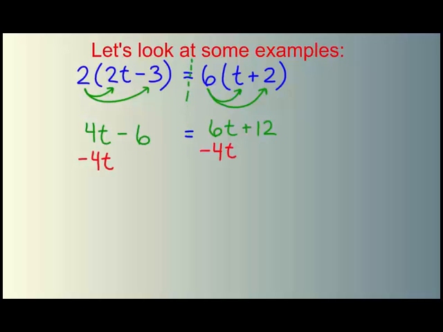Now I'm going to go ahead and start solving since there's no more simplifying to do. So I subtract the 4t on the left to get all the t's onto the right side. And I'm left with negative 6 is equal to 2t plus 12.